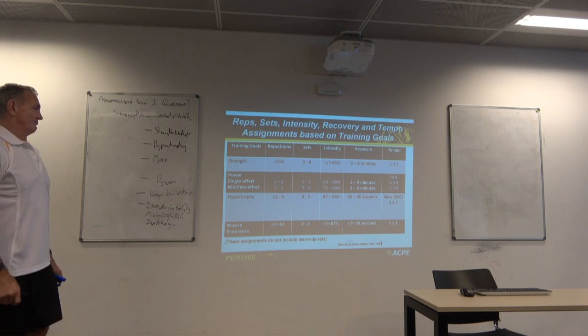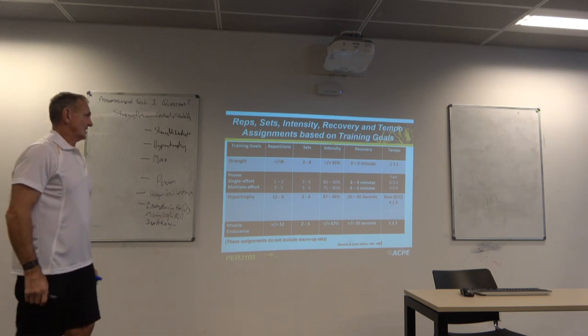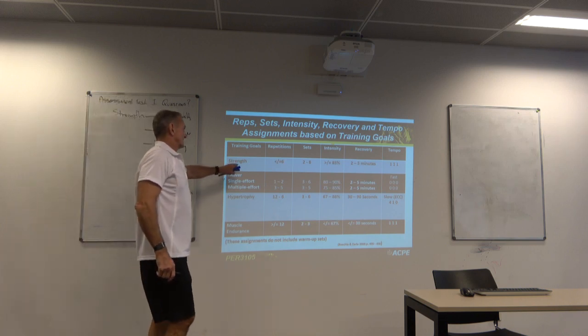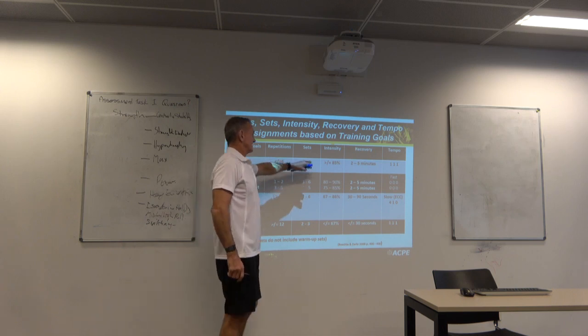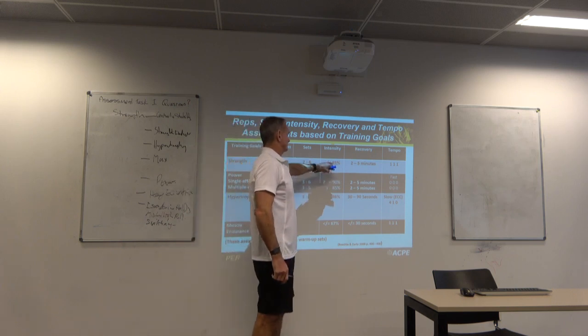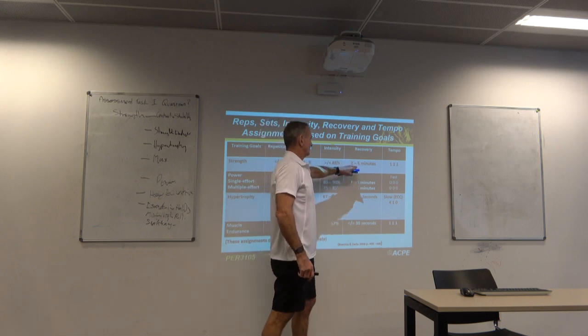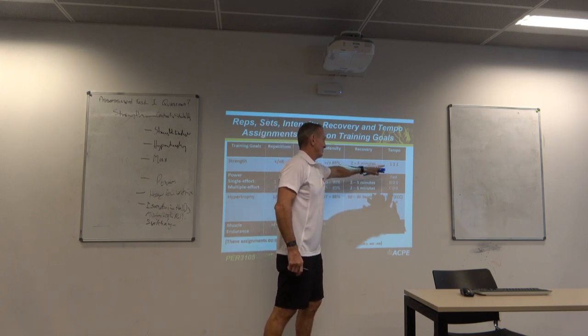Just another model of acute variables. Your strength: you're using less than or equal to 6 reps, sets 2 to 6, intensity greater than or equal to 85%, recovery time 2 to 5 minutes, tempo 111.